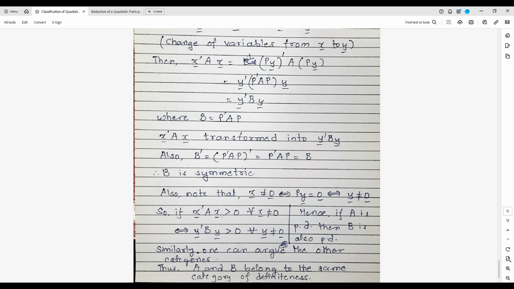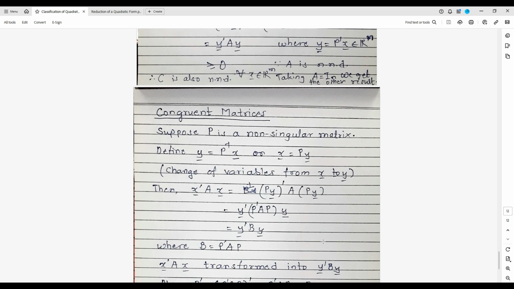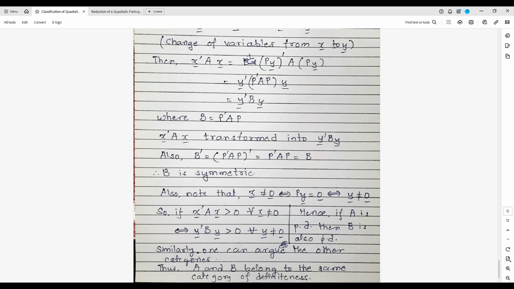So, if x prime Ax is greater than 0 for every x not equal to 0, it will be equivalent to saying that y prime By is greater than 0 for every y not equal to 0. And so, we can safely say that if A is a positive definite matrix, then B is also a positive definite matrix in this context. Similarly, we can argue for the other categories of definiteness of matrices or quadratic forms. And so, such matrices A and B are called congruent matrices. So, in general, congruent matrices are those matrices for which the category of definiteness is the same.